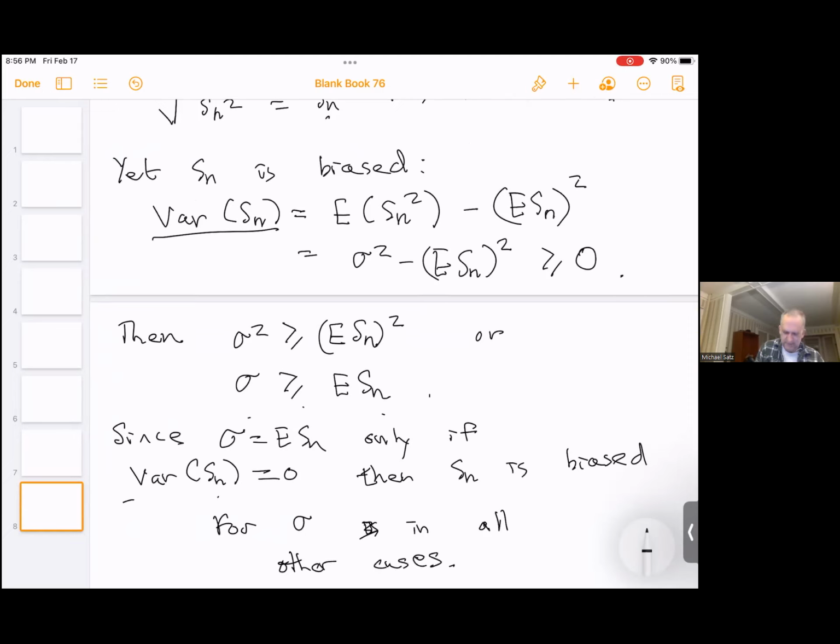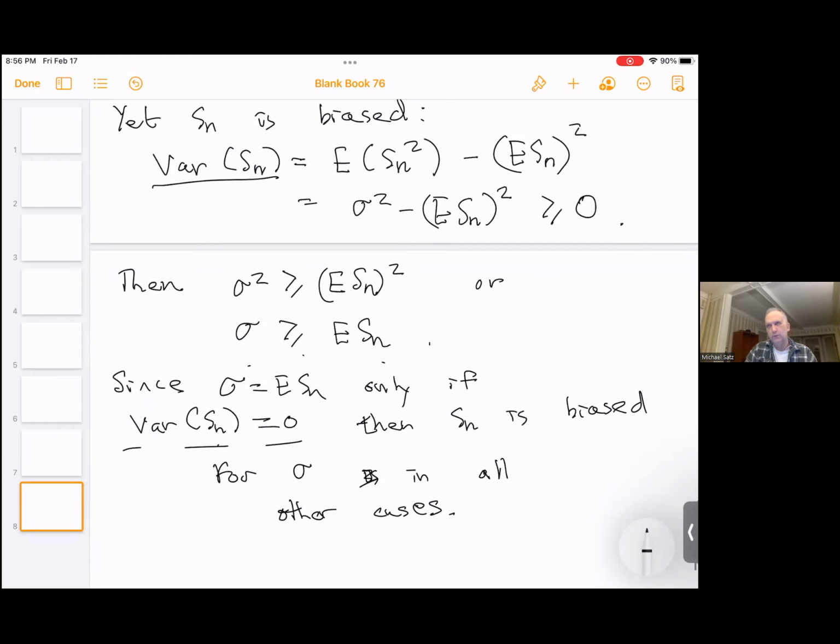The only way the variance can be 0 here is essentially if Sn is just set equal to sigma. So for any kind of real random variables, the variance is going to be positive, and Sn will be a biased estimator of sigma.